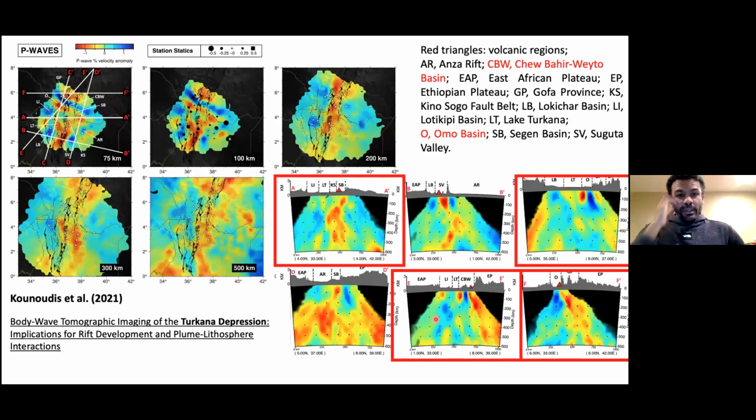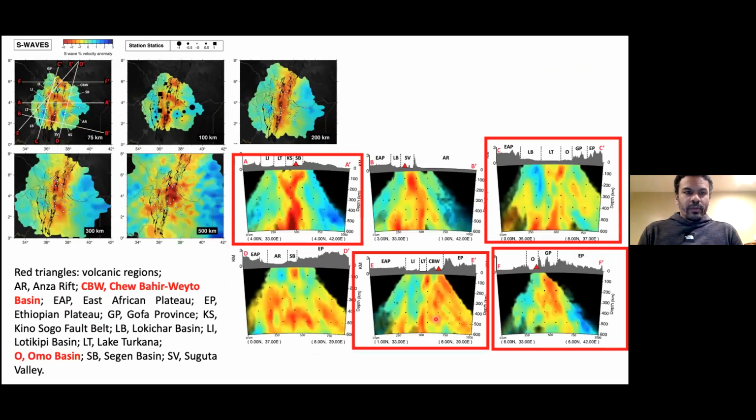So we know in this region we have a mantle plume, and this is the recent result from a regional body wave study by Kenotis et al. in the Turkana Depression. The Turkana Depression is between the Afar region in the north and east and the continental craton. It's where we have low topography in comparison to the high topography in both regions. So we know we have mantle upwelling. This is from the body wave tomography from P and S waves.